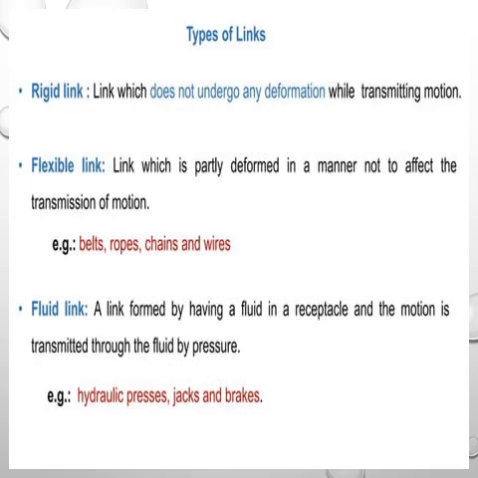First one, rigid links. They do not deform while transmitting the motion. Next, flexible links. They are deformed in the transmission of motion. Examples: belts, ropes, and wires. Next, fluid links. They are formed only by fluid, and motion is transmitted only by the pressure of the fluid, that is hydraulic press, jacks and brakes.